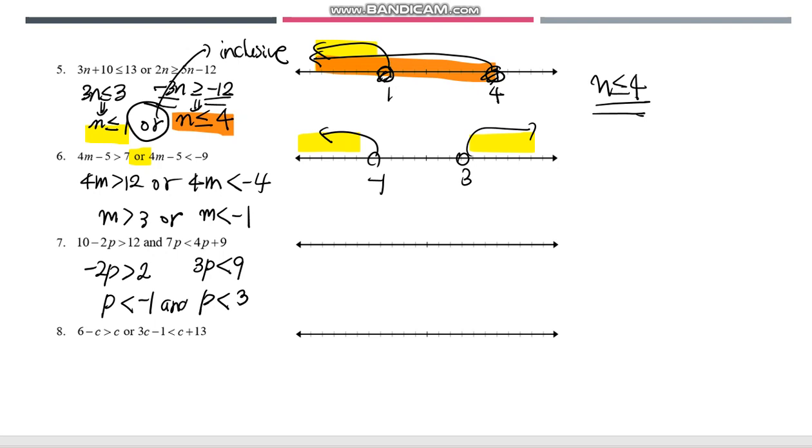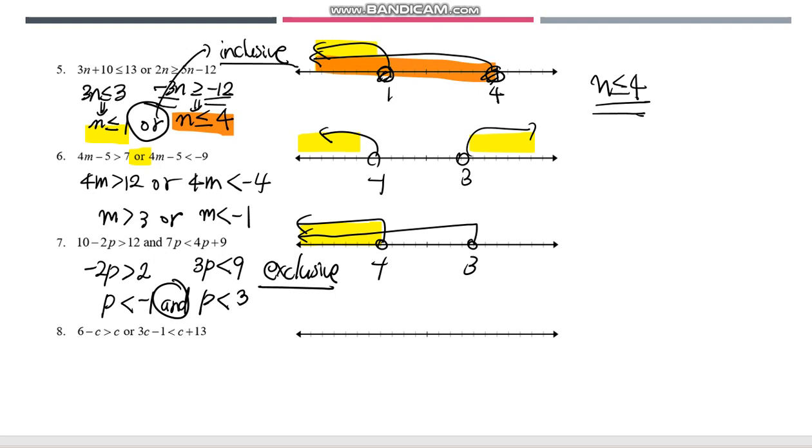And then now they're connected with "and." Again, you draw this one more time, you graph this one more time, then p is less than or equal to -1, and p is less than 3. So we want to see the intersection right now. Therefore, intersection is only this part, right? Again, "and" is exclusive. Okay, it is the opposite of inclusive. So that's why the answers differ here. Okay, so inclusive means everything. Exclusive means just a small part.